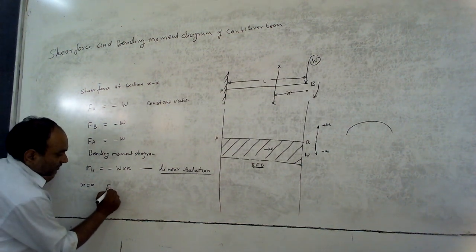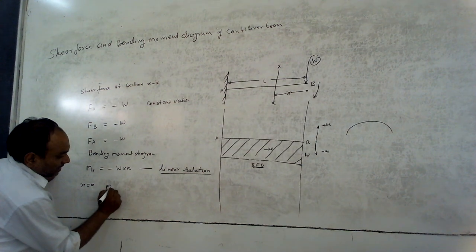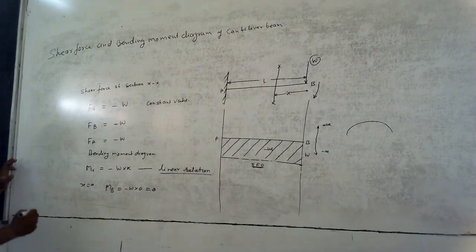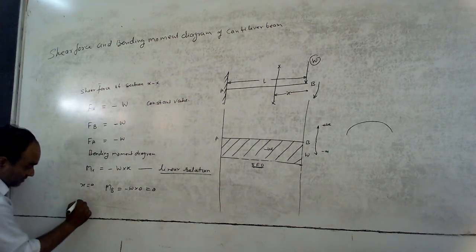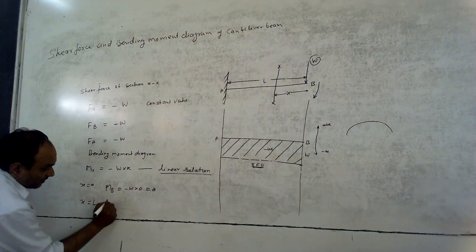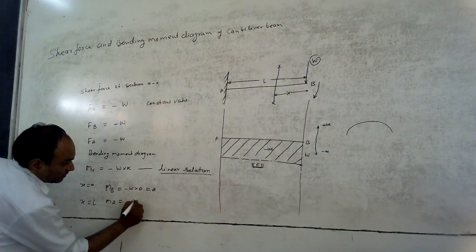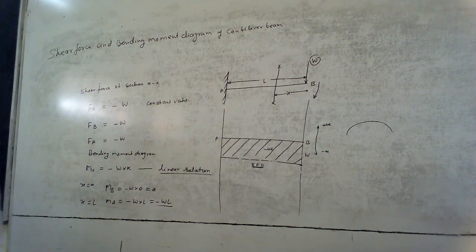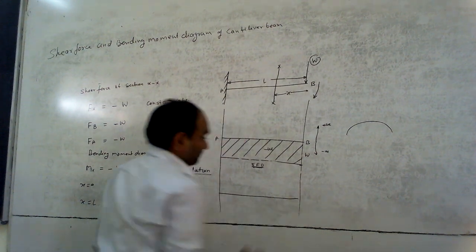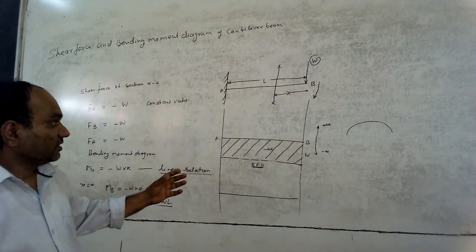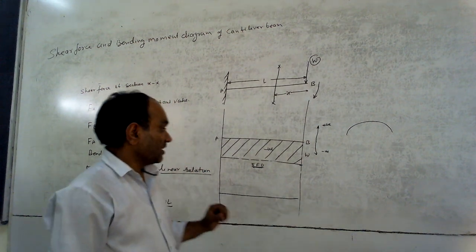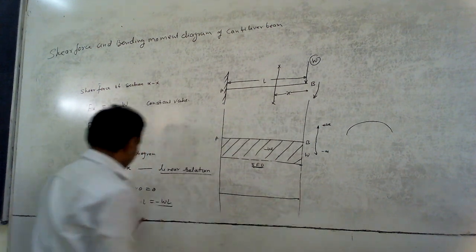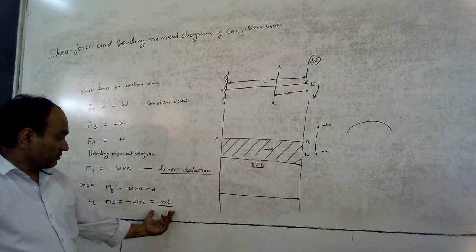So MB equal to minus w into 0, that is 0. And bending moment at point A, that is x equal to L, MA equal to minus W into L, that is minus WL. So it means the bending moment of a cantilever beam is 0 at the free end and maximum at the fixed point. There is 0, and the nature of this bending moment is negative.